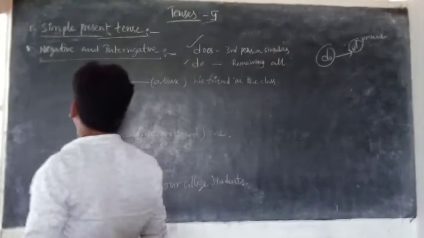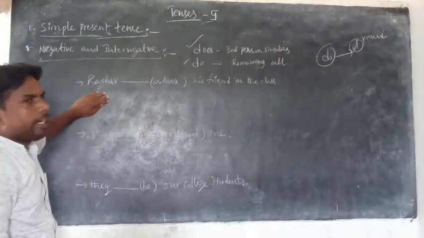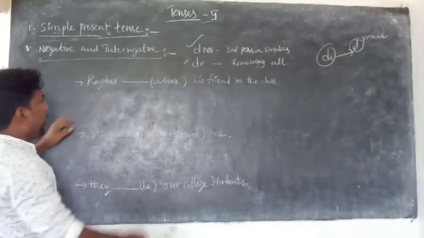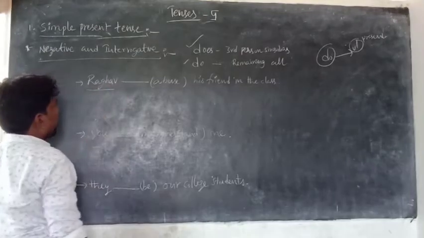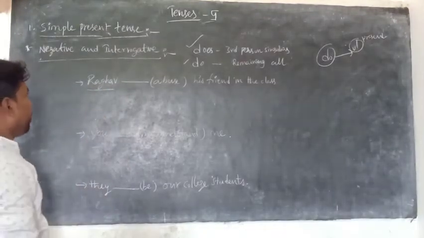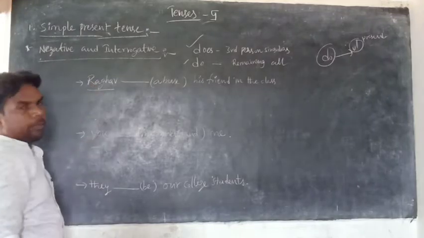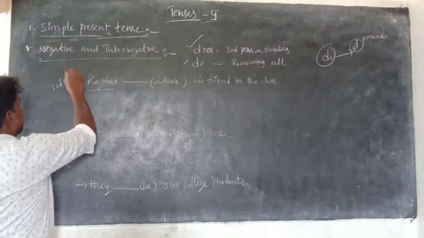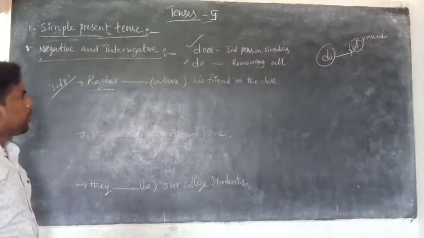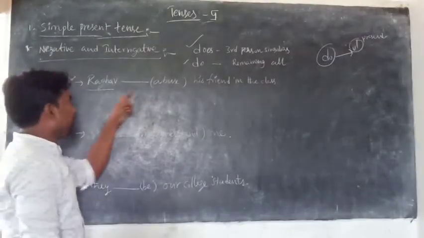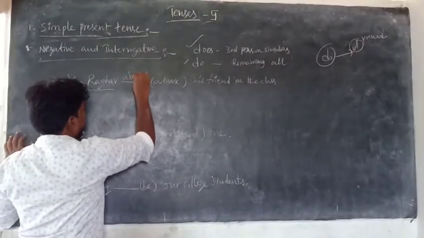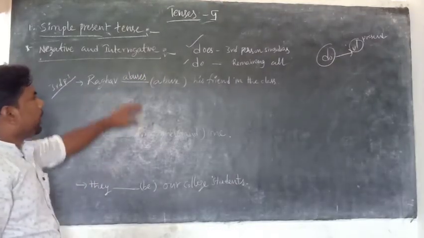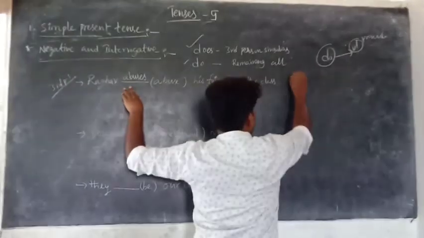Come to the first one: Raghav abuse his friend in the class. It is a simple sentence. Make questions over the subject. Raghav, which person is it? It is third person. Is it singular or plural? It is singular. So according to the note of the simple sentence, we have to use s or es: Raghav abuses his friend. So it is a positive one.